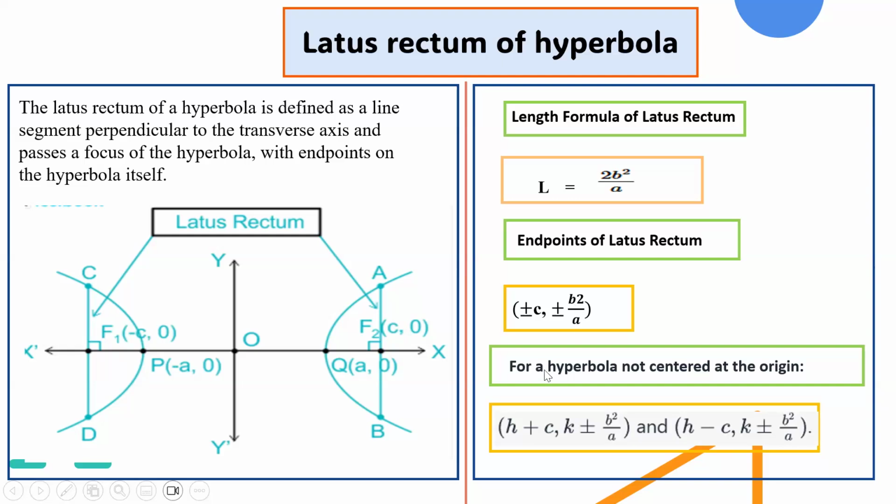This formula here will be used for the hyperbola when it is at the center. Now for a hyperbola that is not at the origin, we will use this formula: H plus C, comma, K plus or minus b squared over A, and H minus C, comma, K plus or minus b squared over A. What are H and K? These are the coordinates of the center. And we know that C is the focus. In this case, we have two foci. Next slide, miss.